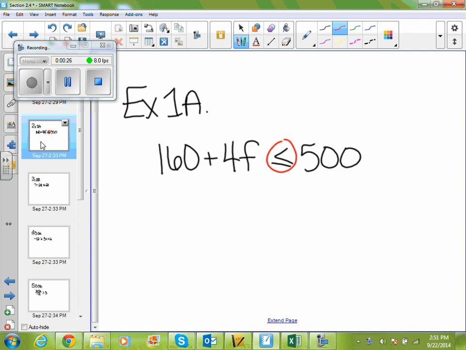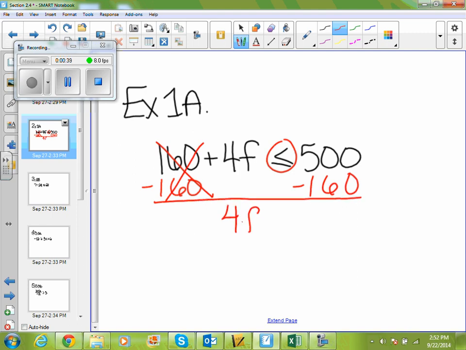So the first thing we need to get rid of is our 160. How do we do it? Okay, so we're going to subtract 160 and subtract 160. The 160s then cancel. I bring down my 4x, bring down my inequality sign as is, and 500 minus 160 is 340.